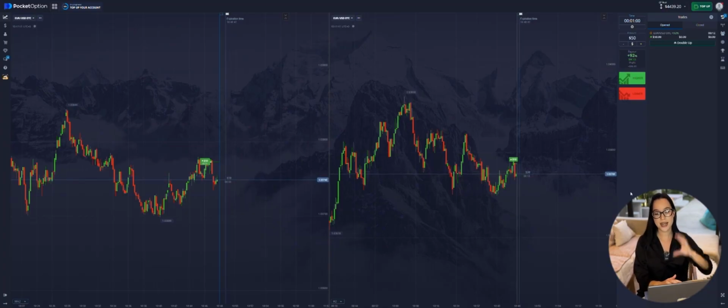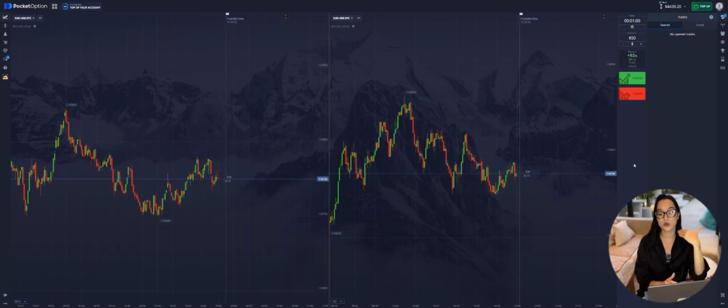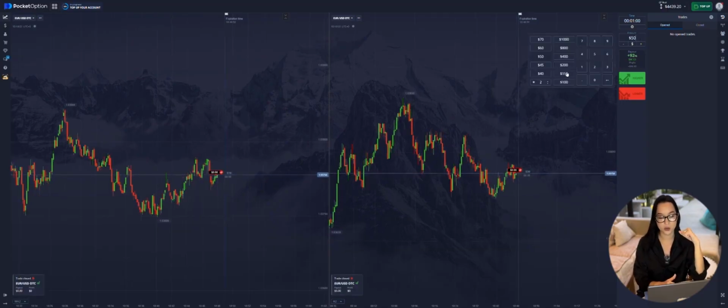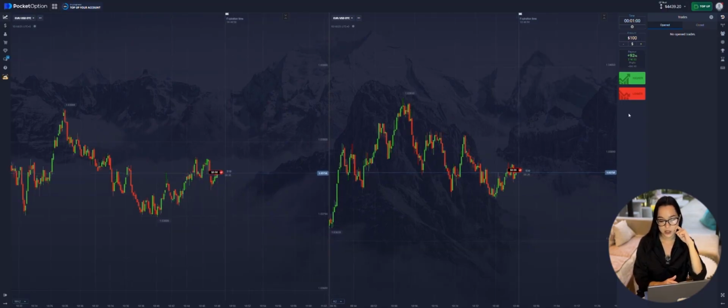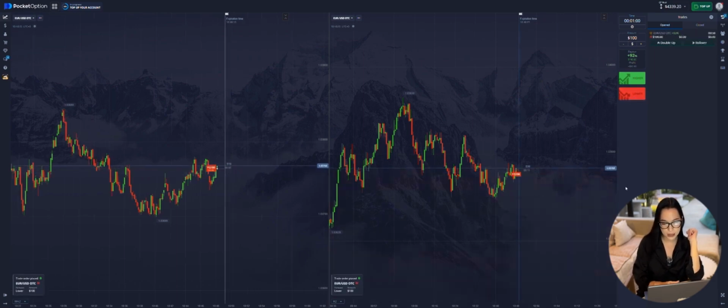So second of all, master position sizing. The importance of choosing the optimal position size for each trade cannot be underestimated. The selection of a position size is completely based on your risk appetite and the size of your trading account. So guys, we didn't win this trade. Let's just do another one. So I open here another trade for 1 minute down.